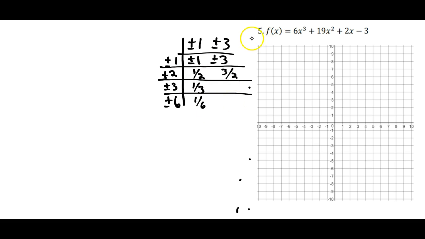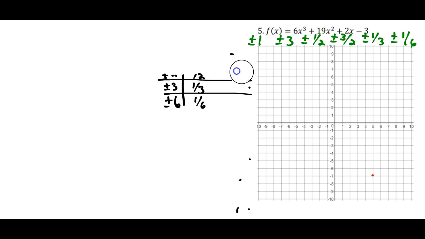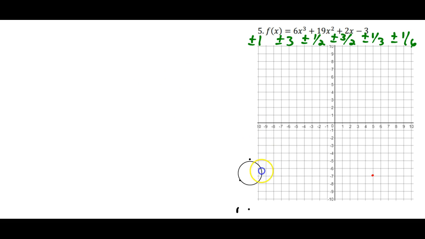So writing those out, we've got plus or minus 1, plus or minus 3, plus or minus 1/2, 3/2, 1/3, and 1/6. And so now I'm going to start my synthetic division. This is listed as 3, 2, 1, 0. So I can go ahead and just write out the coefficients. I've got 6, 19, 2, -3.